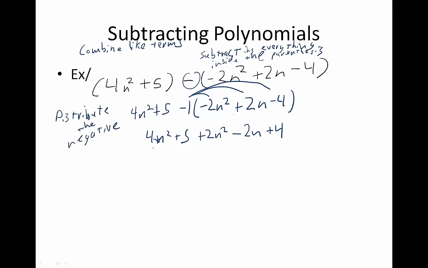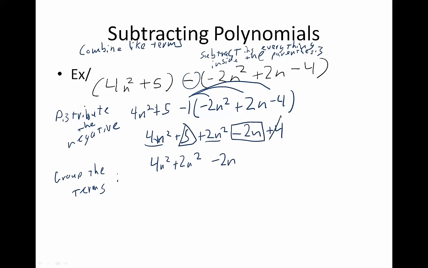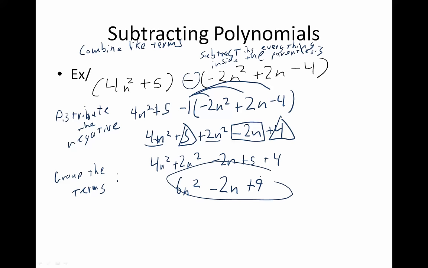Now that we've done that, we can group the terms and add them together, just like we did with addition. So we have 4n squared plus 2n squared. That's that term and that term. Then we have minus 2n. That's that term. And then we have plus 5 plus 4. And then we combine them together. 6n squared minus 2n plus 9. Final answer.